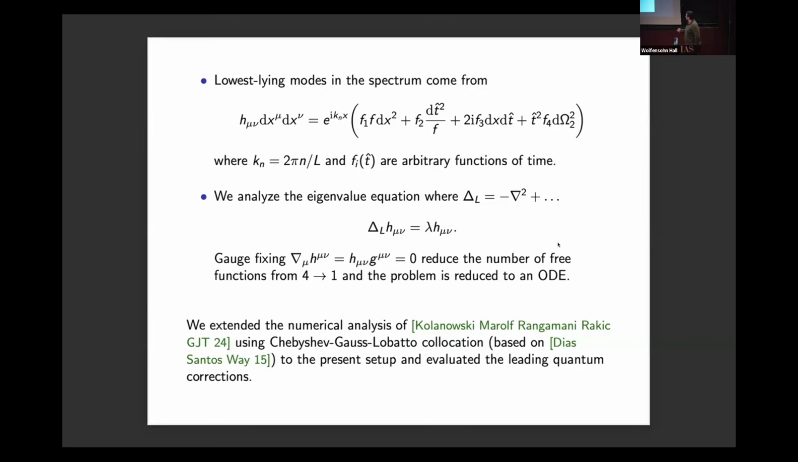Okay, so then what we did was to extend the numerical analysis in this paper that did exactly this for the near extremal black hole, using this collocation method, to this setup and evaluate the leading quantum corrections. And the main technical complication of this case with respect to the Reissner-Nordstrom black hole is the fact that the geometry is complex. Makes it more interesting.